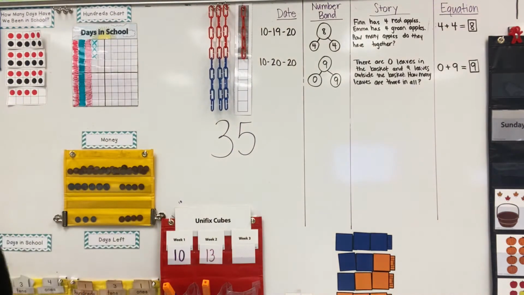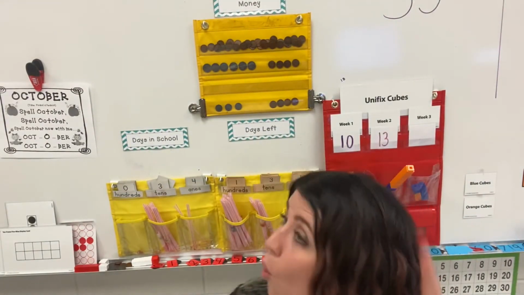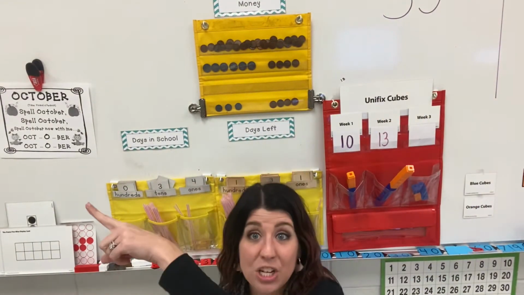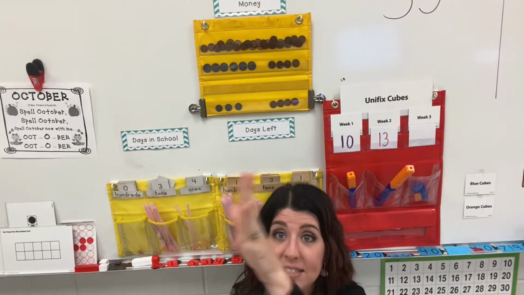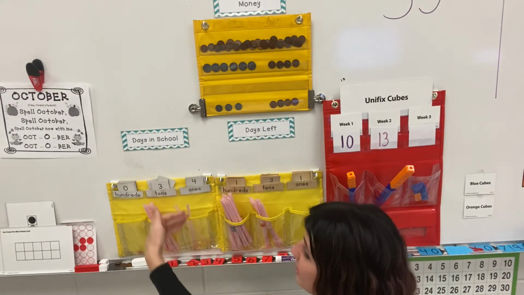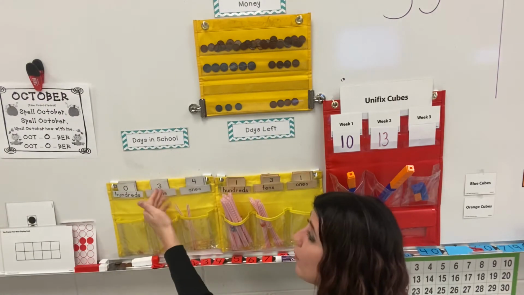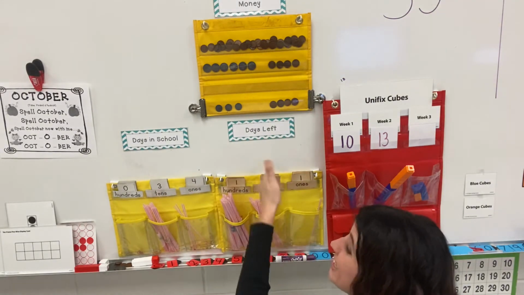All right, let's go ahead and collect some straws or move some straws today. Do you remember how I said numbers live in houses? And the houses go like this. Ones, tens, hundreds. Again, ones, tens, hundreds. So we have the ones house, the tens house, and the hundreds house. Right now we have 34 days of school and 131 days left.